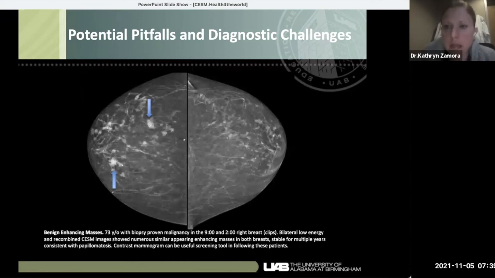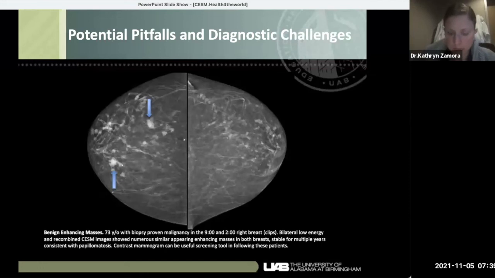This is one of our challenging cases. This patient is a 73-year-old woman. She has biopsy-proven malignancy in the 9 o'clock breast and the 2 o'clock breast. You can see these masses here, biopsy clips here with irregular masses. Additionally, she also has numerous masses in both breasts that have been fairly stable for a number of years.